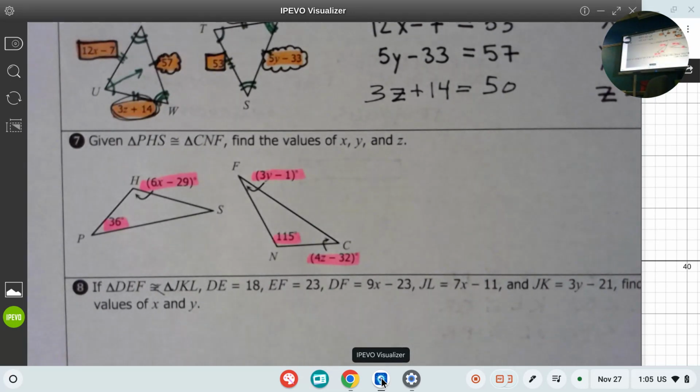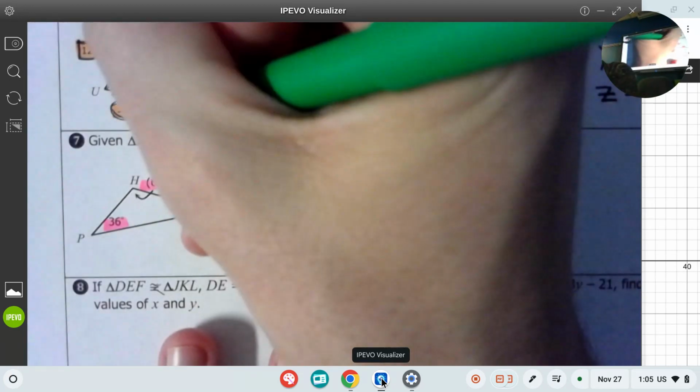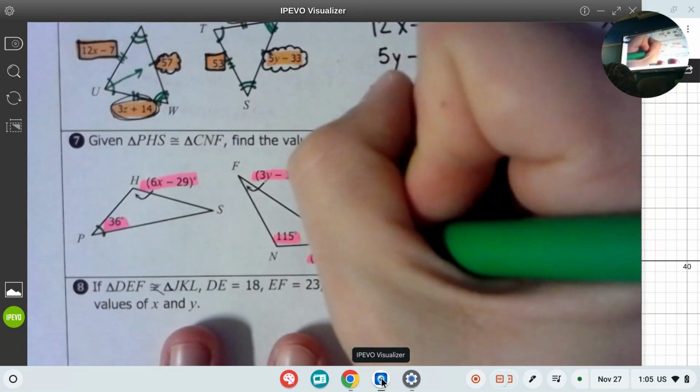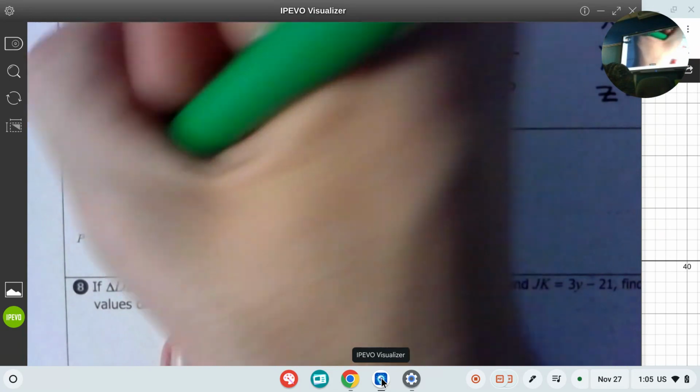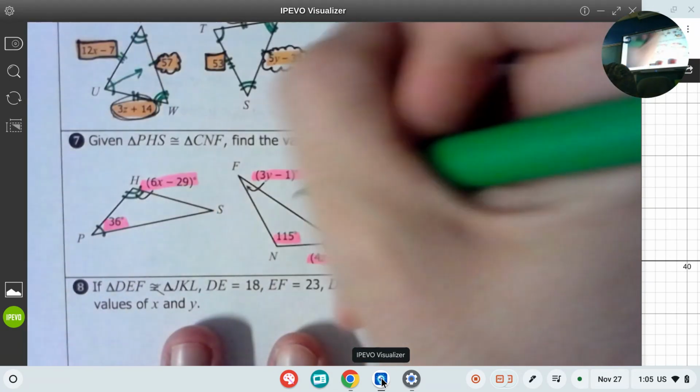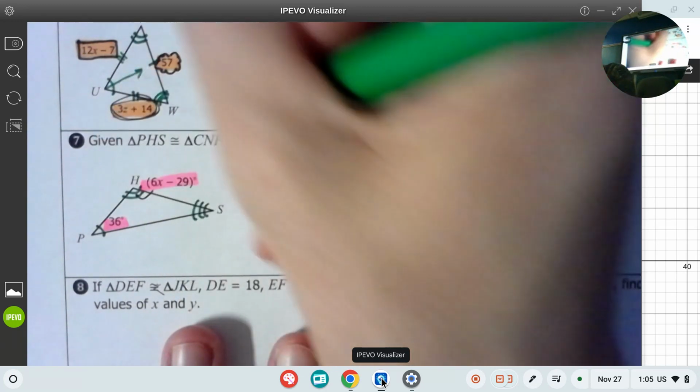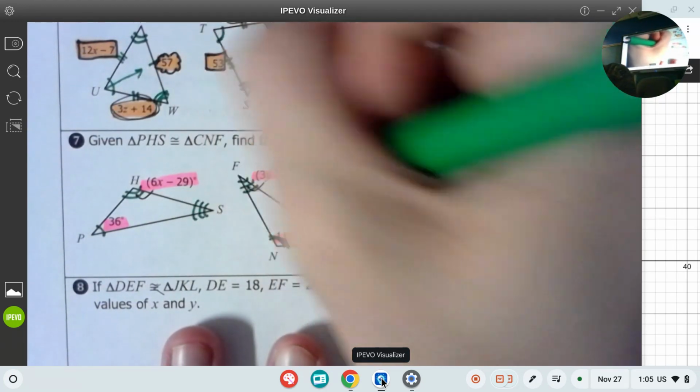When we have these angles, we still have congruences. I still want to put some nice curves in there. P comes first, I'll give it a single. C comes first, I'll give it a single. H is next, I'll give it a double. N is next, I'll give it a double. And then S is last, that can have the triple. And F is last, that can have the triple.